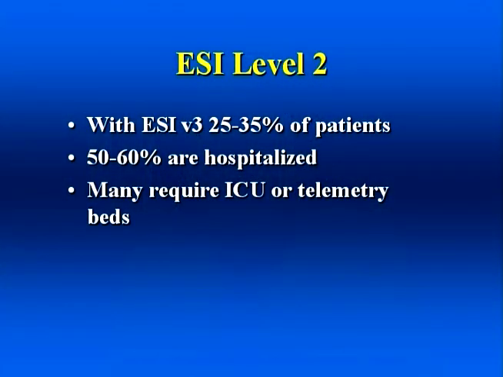The triage nurse and the emergency department staff should be working together to facilitate rapid placement of the patient into an open bed, which is not an easy situation in this era of emergency department overcrowding. Patients assigned to ESI Level 2 were identified by an experienced triage nurse as someone who shouldn't wait. With ESI version 3, about 25 to 35% of patients were identified as ESI Level 2. 50 to 60% of these patients were hospitalized, and many required intensive care or telemetry beds.